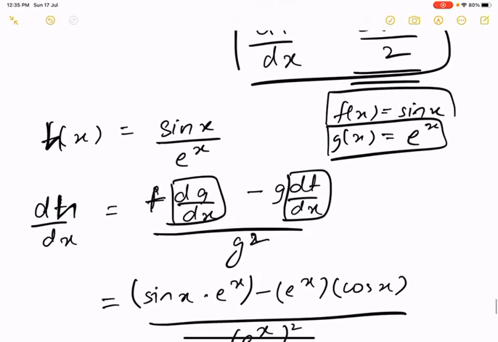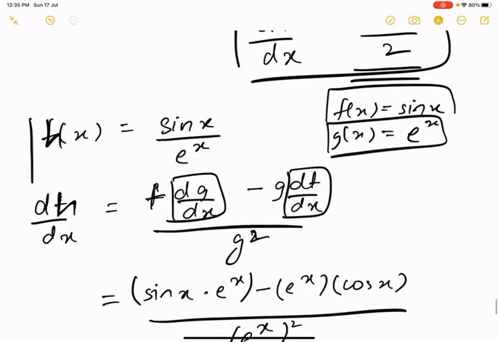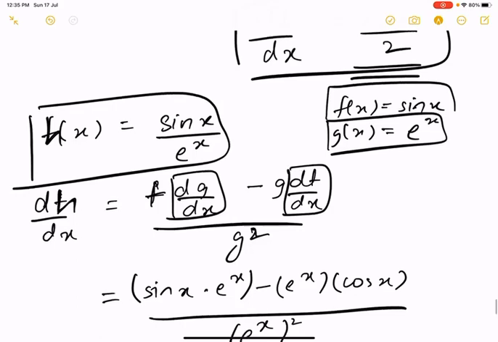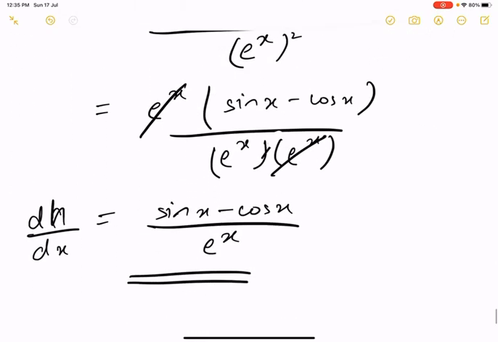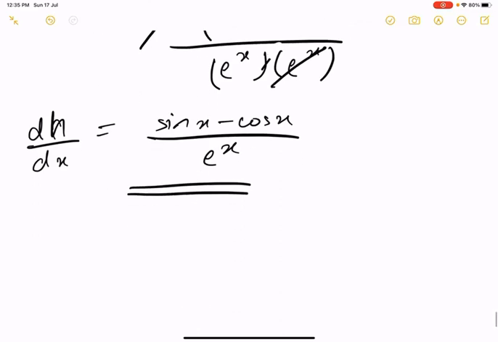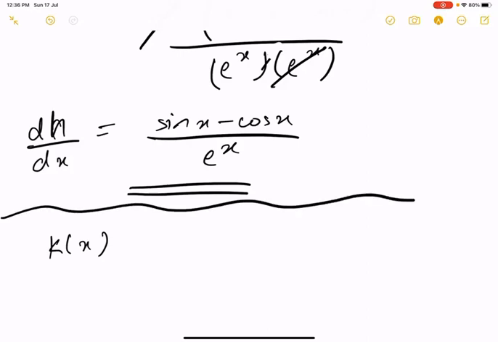The question is h of x. So h of x is equal to sin x divided by e raised to x. So what is the derivative of h? Derivative of h is (sin x minus cos x) divided by e raised to x. Then you can have another simple example. Let's say k of x is equal to x raised to 5 times tan x.